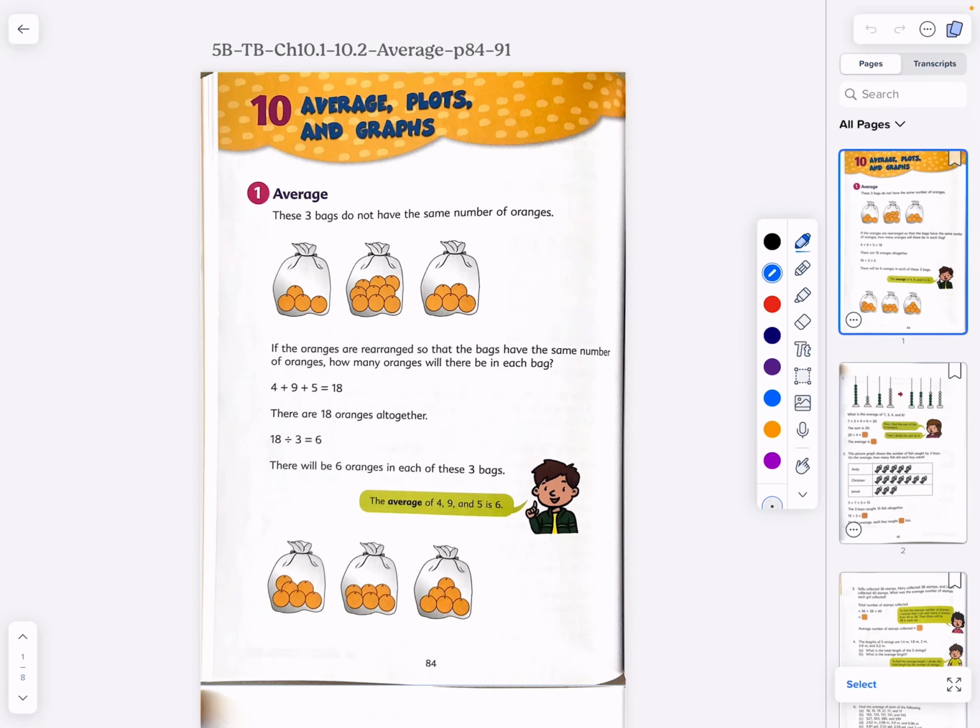Hello. The topic of today's lesson is calculating average using plots, number plots, and graphs to visualize our data. So what is average? Average is a word that we use in everyday life. However, in mathematics, very frequently you will see this called arithmetic mean, or just mean for short.